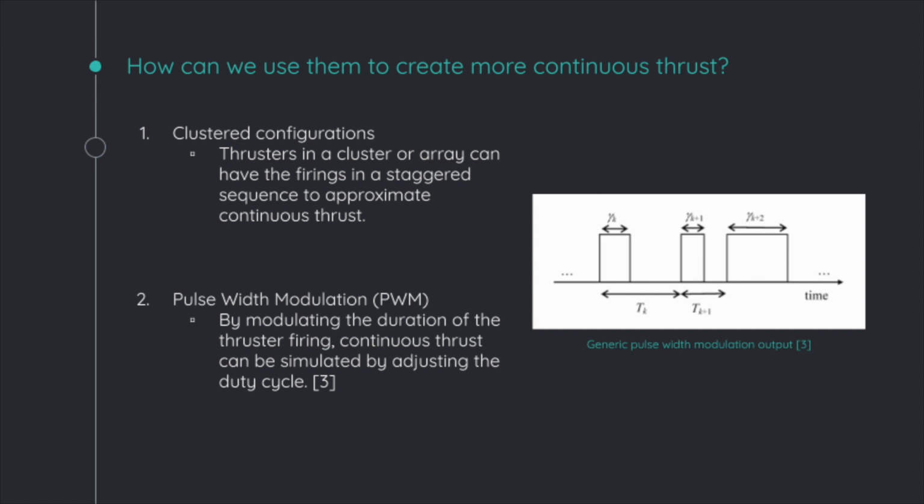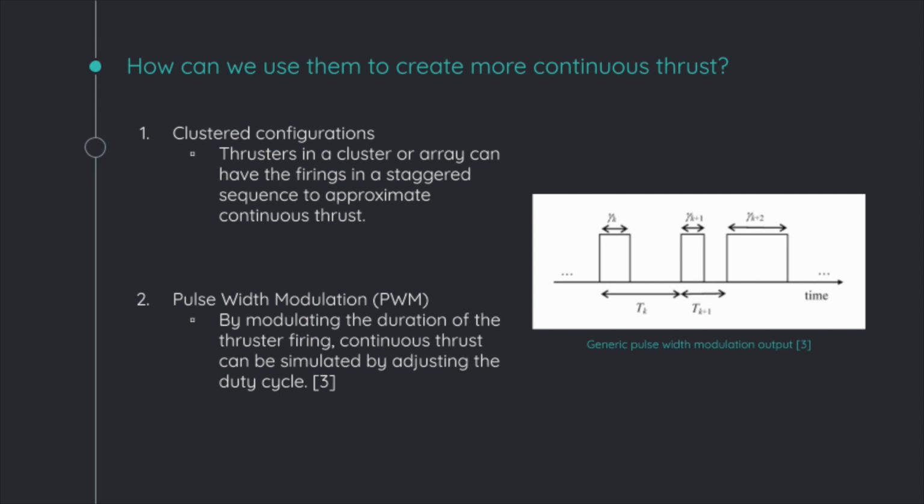If bang bang thrusters are only off and on, how would you get continuous thrust? Although they are discrete thrusters, they can be used to simulate different levels of continuous thrust. First, clustered configurations. When set up in clusters or arrays, the thrusters can be fired in sequence to approximate continuous thrust. Secondly, using pulse width modulation, the thruster firings can be modulated to simulate continuous thrust by adjusting the duty cycle. In other words, by adjusting the pulse duration and the interval between pulses, the average thrust can be controlled to create the desired level of continuous thrust.